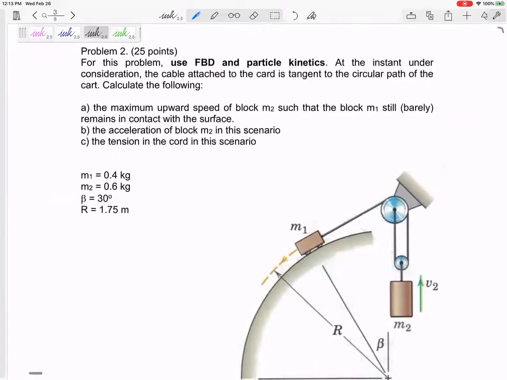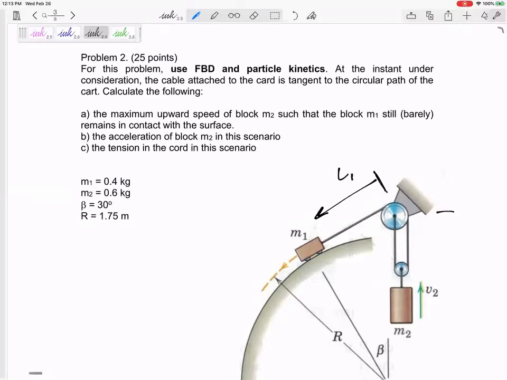Problem number 2, again, free body diagrams. Summing the forces equals mass times acceleration. Here we have 2 objects, so I'm going to do the free body diagram for mass 1 and the free body diagram for mass 2. They might be related. Does this look like one of those length problems?